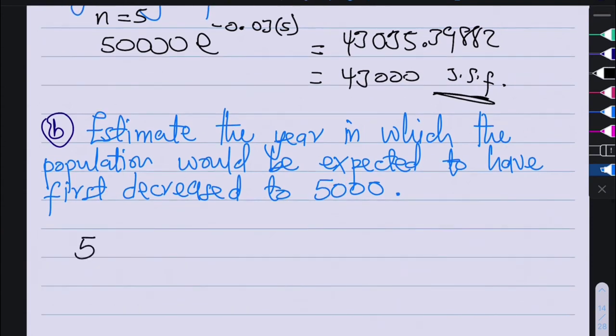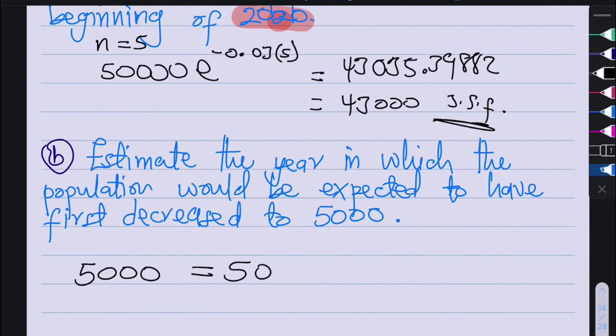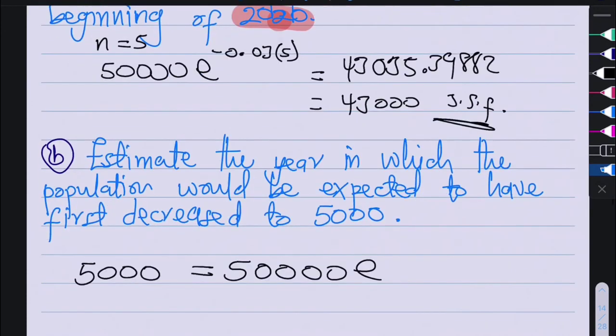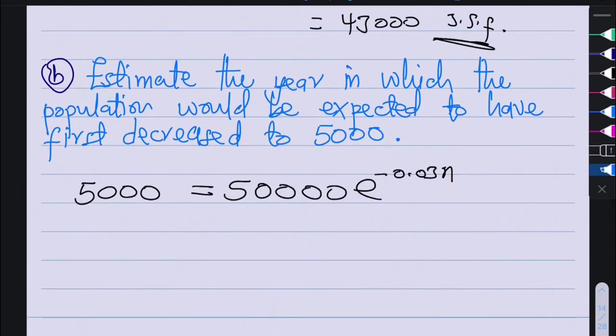Okay, so now this population should decrease to 5,000. So whatever we have should be equal to 5,000 at that time. Okay, e to the power negative 0.03 n. So this particular formula should decrease all the way to 5,000. We are looking for n. Well, first, the zeros will cancel out for sure.